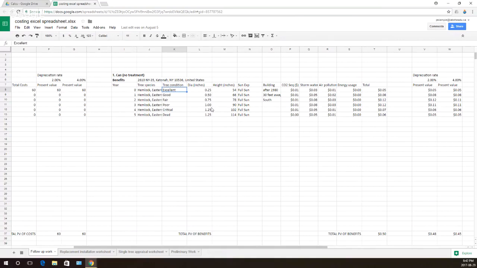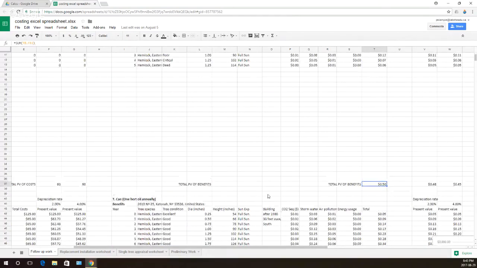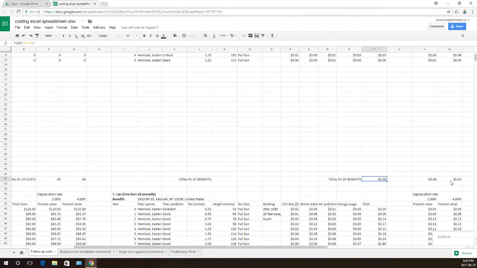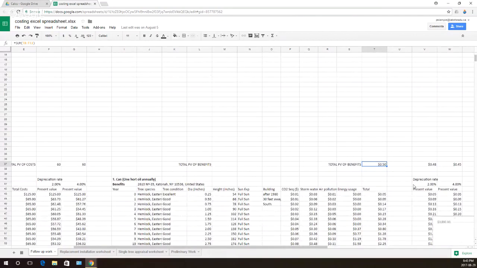But we're just assuming 0.25 of an inch per year until it dies. Critical, we assume it doesn't put any girth on in the last year, when it dies. And then we're just assuming heights. Again, this is just based on some calculations that I believe I put in the paper. And sun exposure is full sun, and then the assumption here, built after 1980, 30 feet in the south. And then when you calculate this for each year, you have like 5 cents, 8 cents, 12 cents, 12 cents, 7 cents, 6 cents. And that gets a total of 50 cents. That was the benefit. Look at the cost of $60 against the benefit. You see that there was no benefit involved.